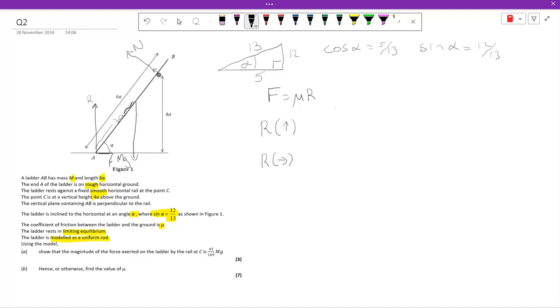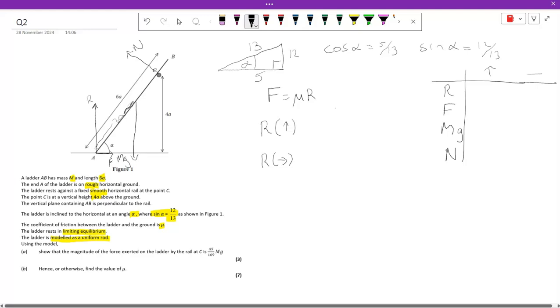All right, so we're going to do two equations like that. I'm just going to write all my forces quickly and do my table. It's got MG and we've got N. The only one that actually needs resolving, because it isn't either horizontal or vertical, is N in this scenario.